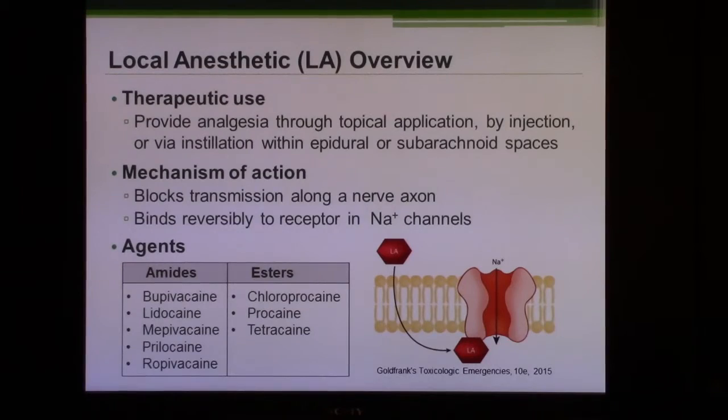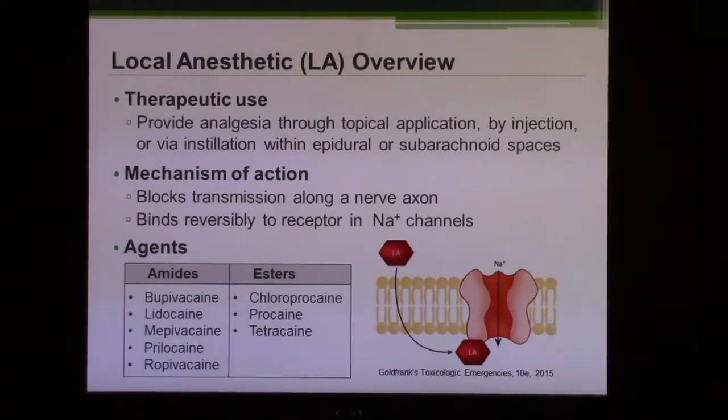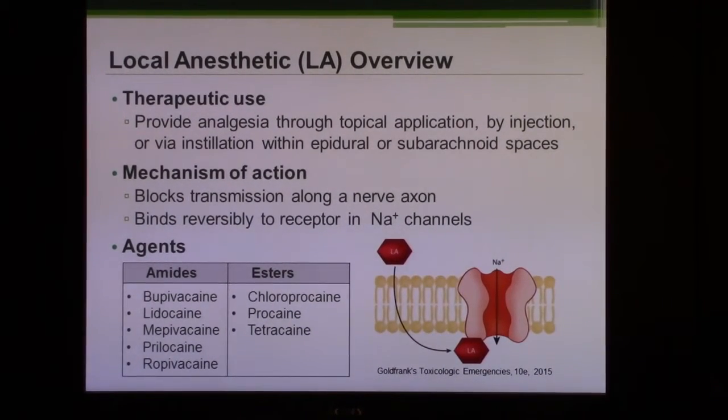So now, one of the applications of use is in local anesthetic toxicity, so I will go over a little bit on local anesthetics. Its therapeutic use is to provide analgesia through topical application, by injection into the vicinity of the nerve endings, or through instillation of the epidural or subarachnoid space. How it works is it makes the area insensitive to pain by inhibiting nerve conduction, and does so by binding reversibly to the receptor in the sodium channels. And you can see from the image there that it does so on the intracellular side.